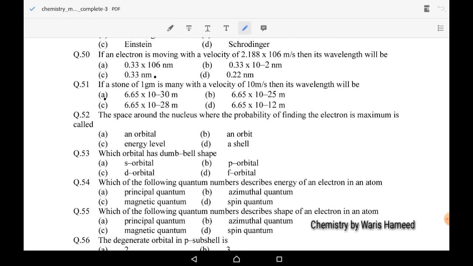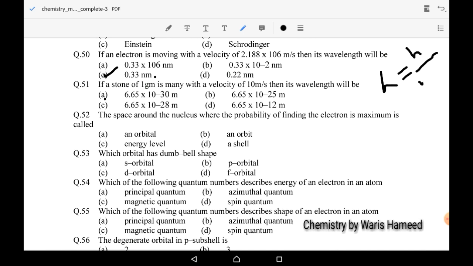Next MCQ. If an electron is moving with a velocity of 2.188 multiplied by 10 to the power 8 meter per second, then its wavelength will be 0.33 nanometer. And how can we calculate? Lambda is actually h over mv. It's the de Broglie equation. We can find the wavelength of any particle by this equation.